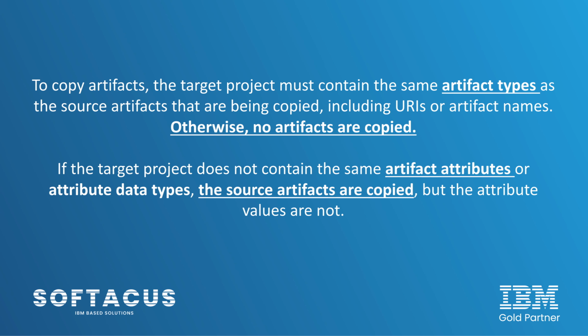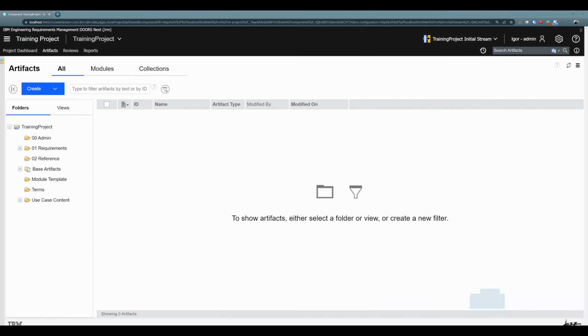And if the target project does not contain the same artifact attributes, so before it was artifact types, now I am talking about artifact attributes, then the source artifacts are copied, but the attribute values are not. So if you don't have the same artifact types, no artifacts will be copied. If you don't have the same artifact attributes, the artifacts are copied, but without those attributes and attribute values. All right, let's now jump directly to the exercise.